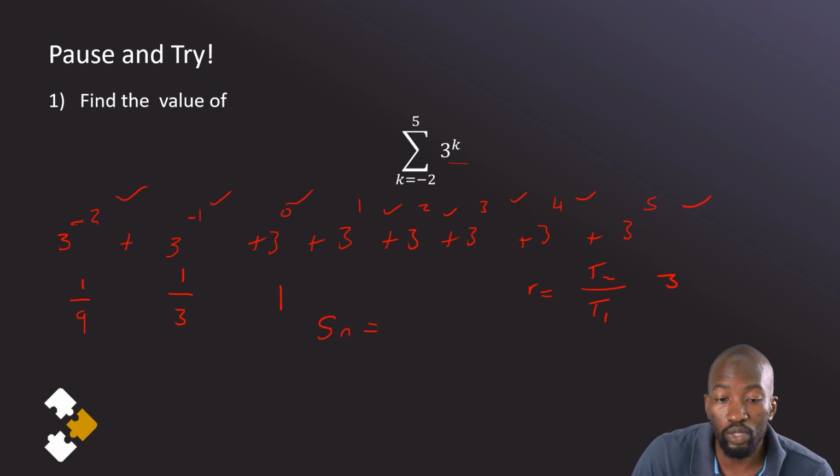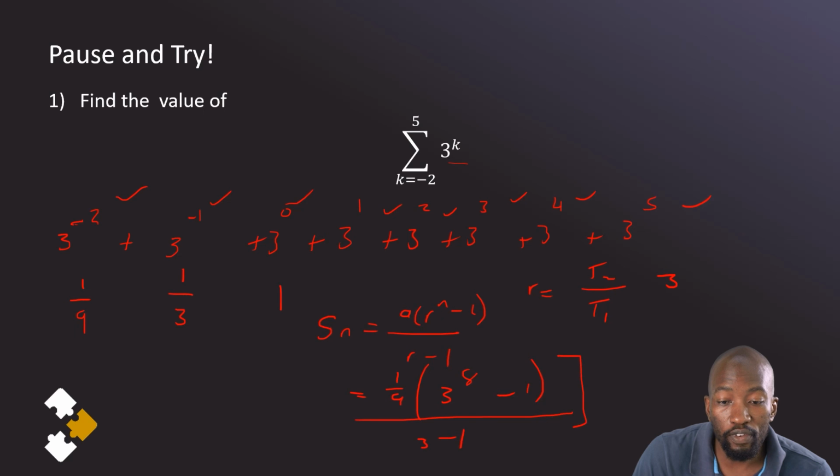So Sn is equal to a into r to the n minus 1 over r minus 1. Now we know what a is. It's 1 over 9 into r, we found to be 3, to how many terms? 8 terms, minus 1. Close that bracket, and then we know that r is 3, minus 1.